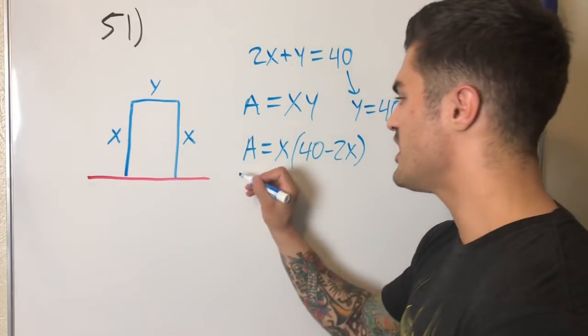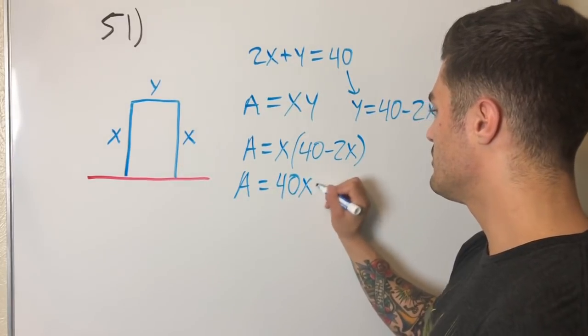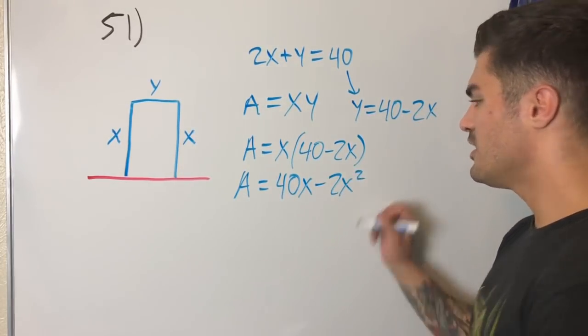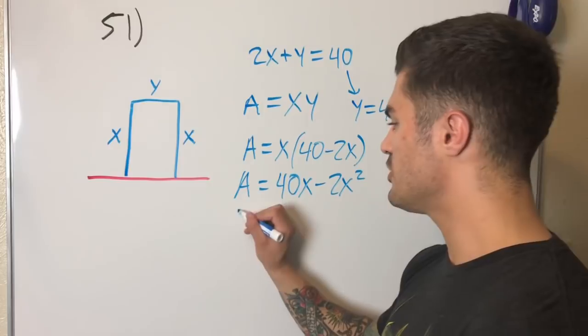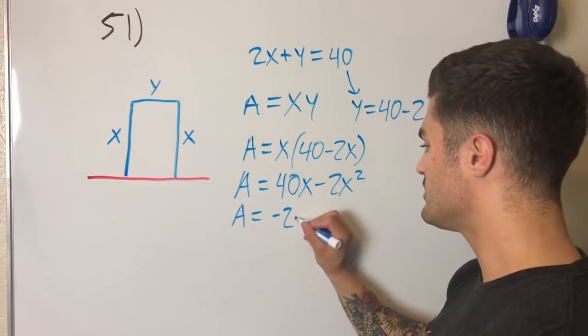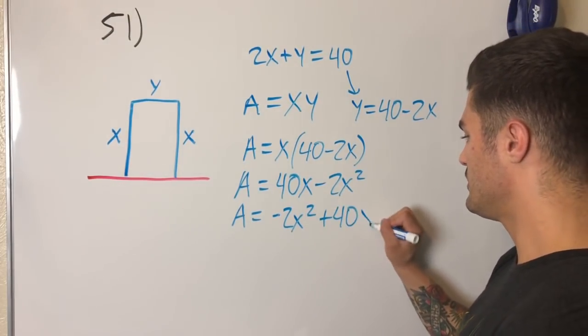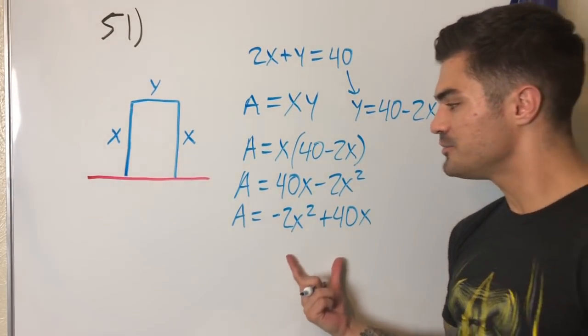Because when I distribute this x in, what do I get? A equals 40x minus 2x squared. And if it looks better for you to switch those terms, then that's fine too, because then we know clearly what our a is. Our a is negative 2, and our b is positive 40. So we have a quadratic here.